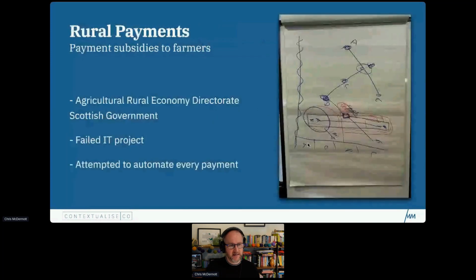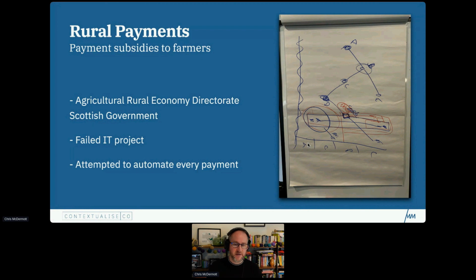And then we had a conversation about rural payments. Rural payments is a subsidy provided to farmers in Scotland, and I suspect the wider UK. Here in Scotland, it's provided by a directorate of the Scottish Government called the Agricultural, Rural and Economy, or ARE for short. What they had just experienced was a failed IT project. That's why we were talking about them; neither of us is a farmer, so it wasn't for that purpose.